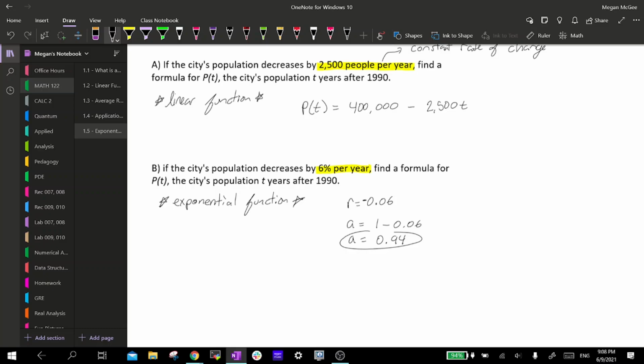And our initial population is the same. It's still 400,000. So now we can write our population function of time. We're starting out with 400,000 as our initial population, multiplied by 0.94 raised to t, for how many years after 1990, and that is our answer for part B.